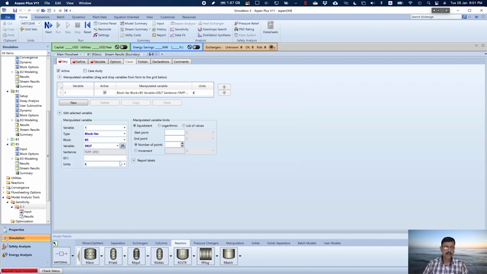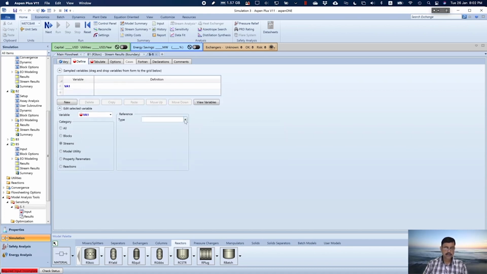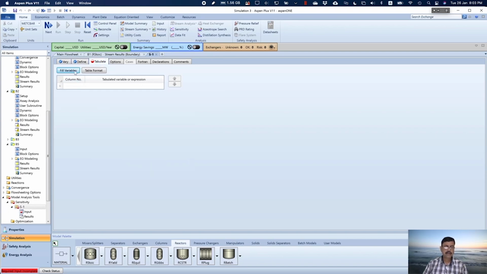Let us give an ID of 1 in degree centigrade, and we start from 240 degrees centigrade and end at 260 degrees centigrade with an increment of 1 degree centigrade. Then define a variable, give a name of the variable, say V1. Actually it is a stream variable, which is mole fraction of stream V equal and component, say carbon dioxide. Go to tabulate and fill variables, column number VA1. Let us run and see. Yeah, so run results are there.